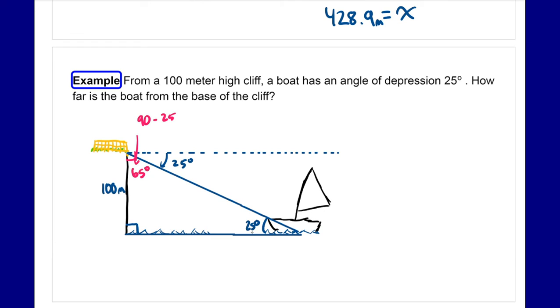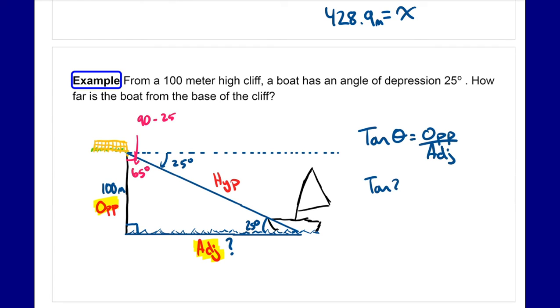So I'm going to use the angle that's given to us. I'm going to use this 25 down here. So that makes this the opposite, this the adjacent. Our diagonal here is our hypotenuse. The side I'm looking for is the distance from the base of the cliff. So that means I'm looking for this value down here, this adjacent. I am given the opposite. So opposite and adjacent, O and A. I'm dealing with tan again. So tan is opposite over adjacent.